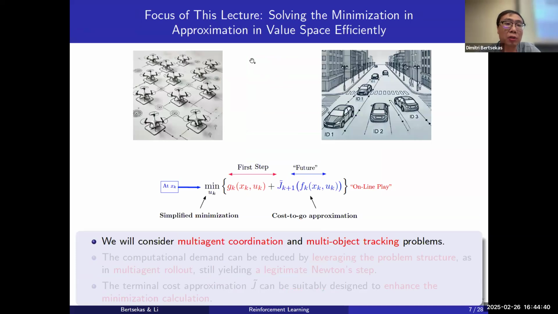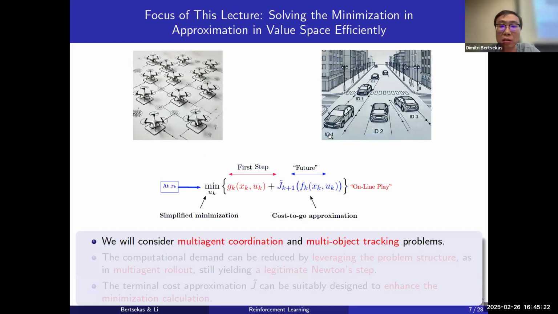And that brings us to the focal point of this lecture, which is how to solve the minimization in approximation in value space efficiently. In particular, we will focus on two contexts. One is multi-agent coordination or multi-robot pathfinding type of problem, where the number of possible controls is quite large because there are so many different agents, and each one of them has a fixed number of controls to select from, and then it can grow exponentially quite quickly.